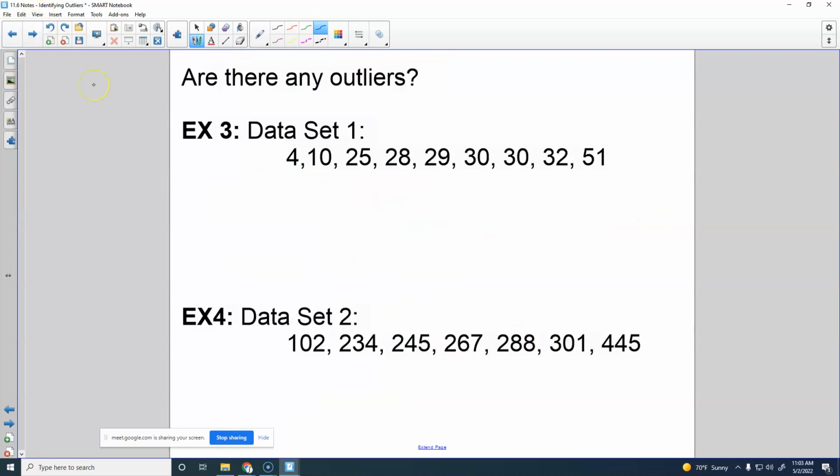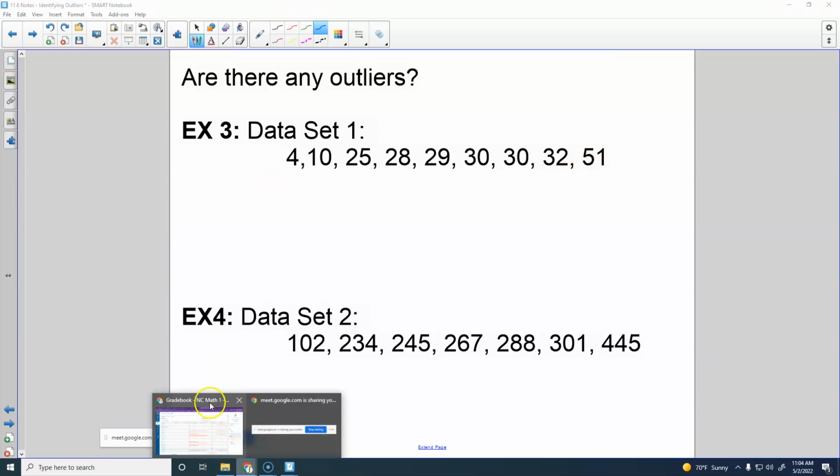Okay. All right, so I need you to figure out if there are any outliers for these data sets. We're going to do the first one together, the second one on your own. Let's just look at it first. Example 3, does it look like there's an outlier? Okay, Owen says no. What do you think, Jada? The 51? Yeah. So we're thinking maybe the 51.